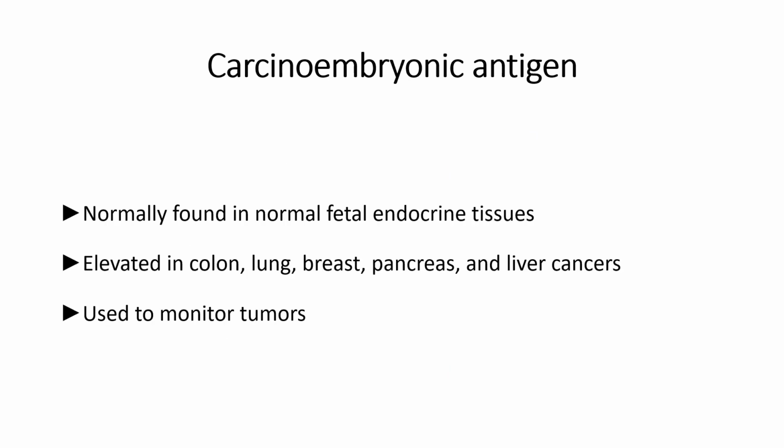Carcinoembryonic antigen is also known as CEA. It is normally found in normal fetal endocrine tissues in the second trimester of pregnancy. It is elevated in colon, lung, breast, pancreas, and liver cancers, and it's used to monitor tumors. CEA is normally elevated 2 to 3 months before the symptoms of cancer ever appear. CEA is not a good marker for screening if someone has cancer, as it can be normally elevated in the elderly and in people that smoke.